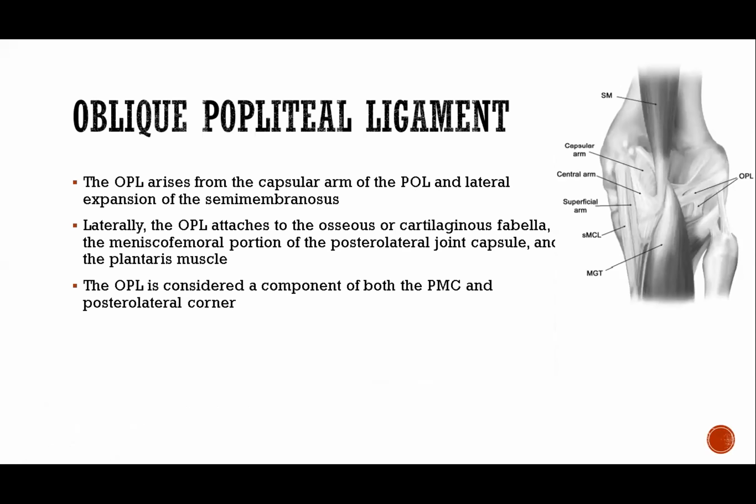Coming to the oblique popliteal ligament, it arises from the capsular arm of the posterior oblique ligament, a lateral expansion of the semimembranosus tendon. Laterally, the OPL attaches to the osseous or cartilaginous fibula and the meniscofemoral portion of the flexor lateral joint capsule, and hence it plays a very important role in both the posteromedial corner and the posterolateral corner.